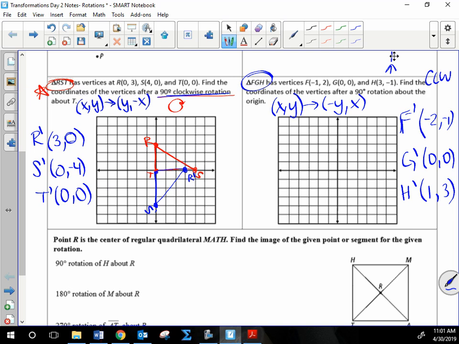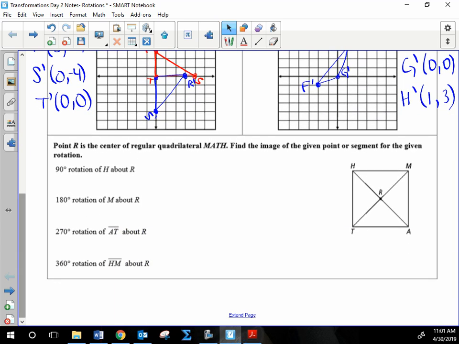Okay, so our final image would look something like this. This is my F prime. Here's G prime, and H prime would be 1, 3. That's our image, our final piece. Okay, questions with that?